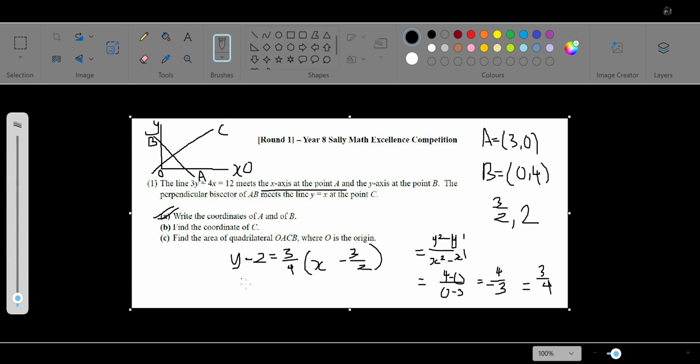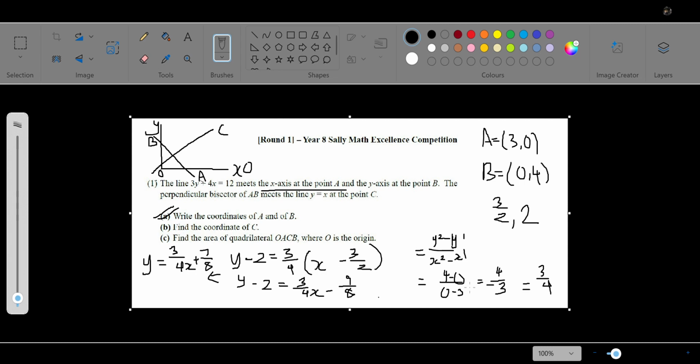So the 2 is here and 3 over 2 is here. Expanding it would be 3 over 4 x and 9 over 8, because it's multiplied here. Then I'll write it here: y would equal 3 over 4 x plus 7 over 8, because 9 minus 2. So this is the perpendicular bisector.